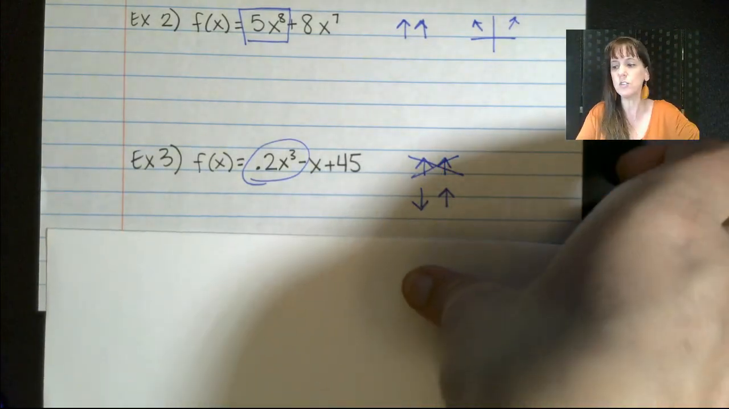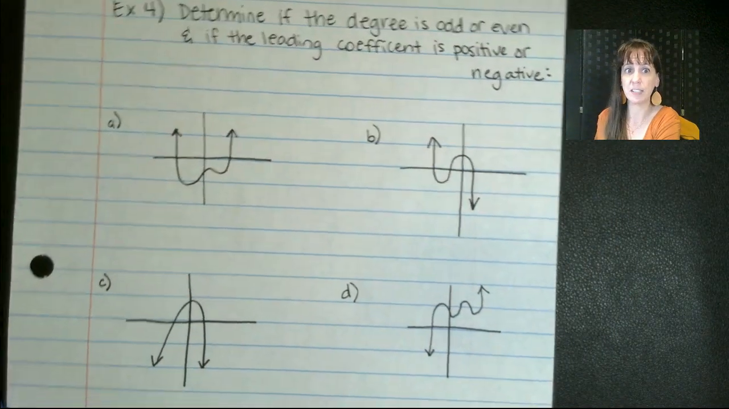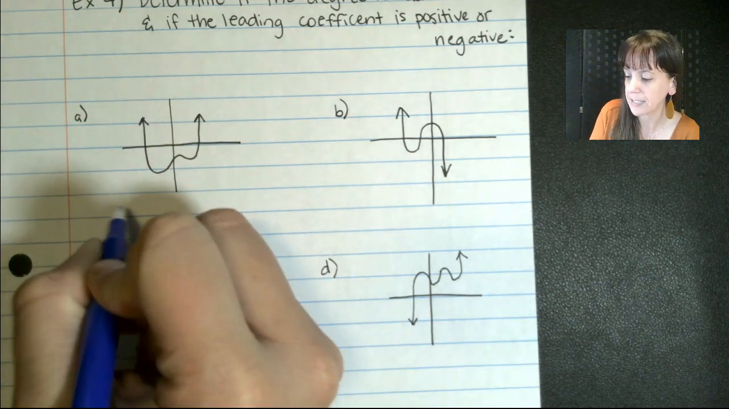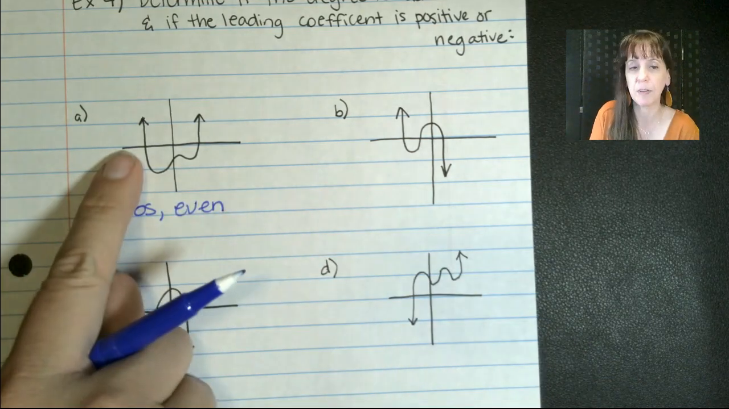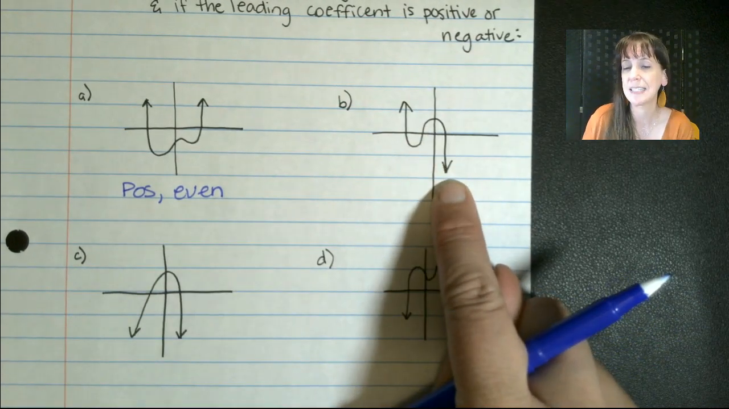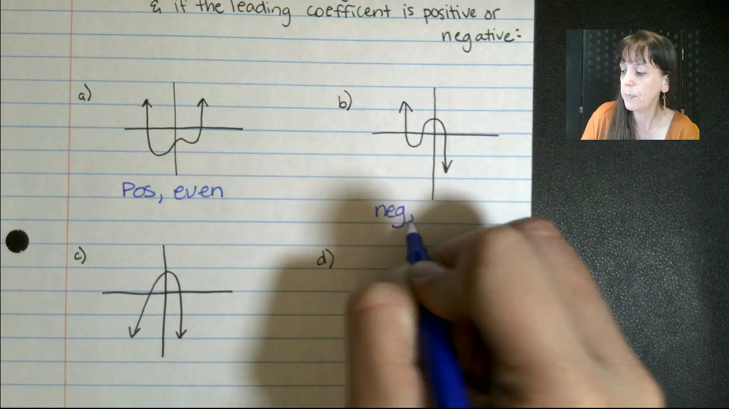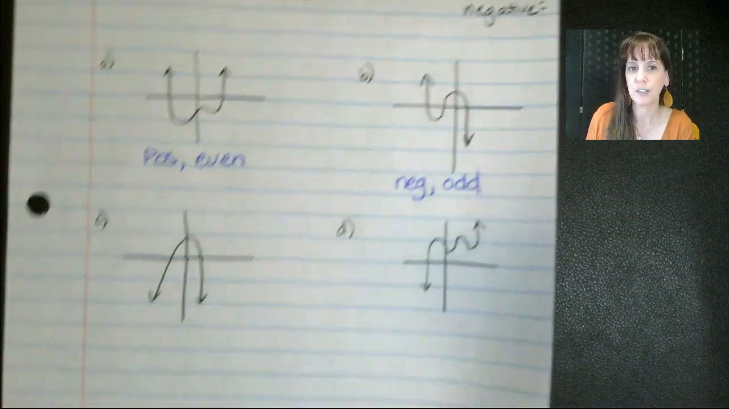Okay, so let's do this now. Let's say we're given a graph like this, and we're asked to determine if the degree is odd or even, and if the leading coefficient is positive or negative. Let's look at A here. It is going up, up, so we definitely know it's positive, and that means it's even, because if it was odd, we would flip that first one. What you really want to do when you're looking at this is look at your second arrow. We look at the second arrow, it's down. That means the leading coefficient is negative, but our first one is flipped, so that makes it odd.